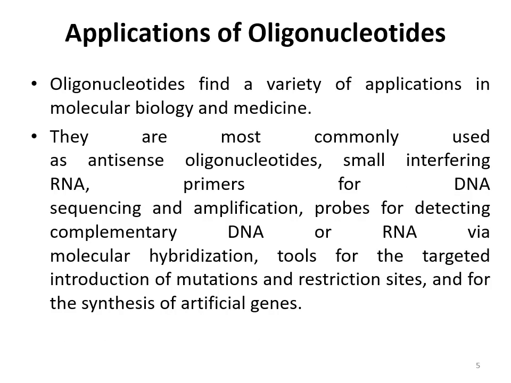Oligonucleotide synthesis is very important because it finds a variety of applications in molecular biology and medicine. They are most commonly used as antisense oligonucleotides, small interfering RNA, primers for DNA sequencing and amplification, probes for detecting complementary DNA or RNA via molecular hybridization, and tools for the targeted introduction of mutations and restriction sites, and for the synthesis of artificial genes.